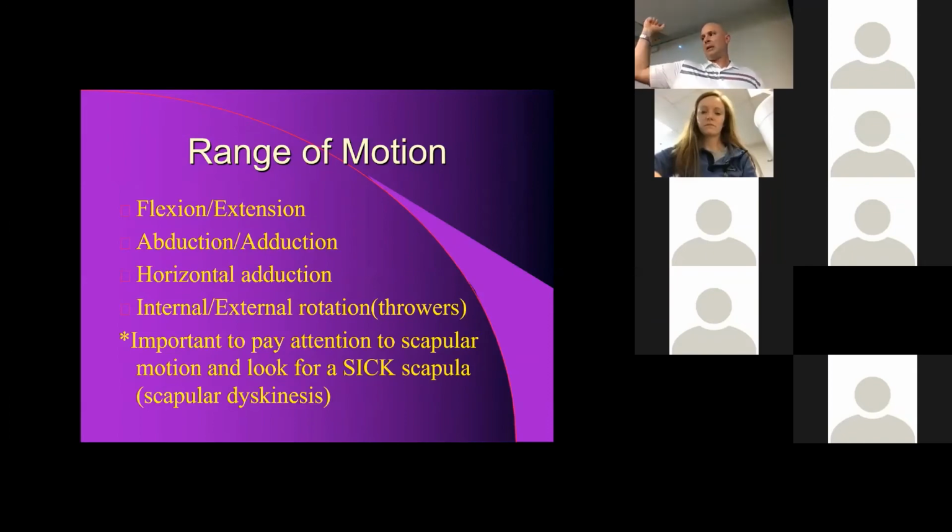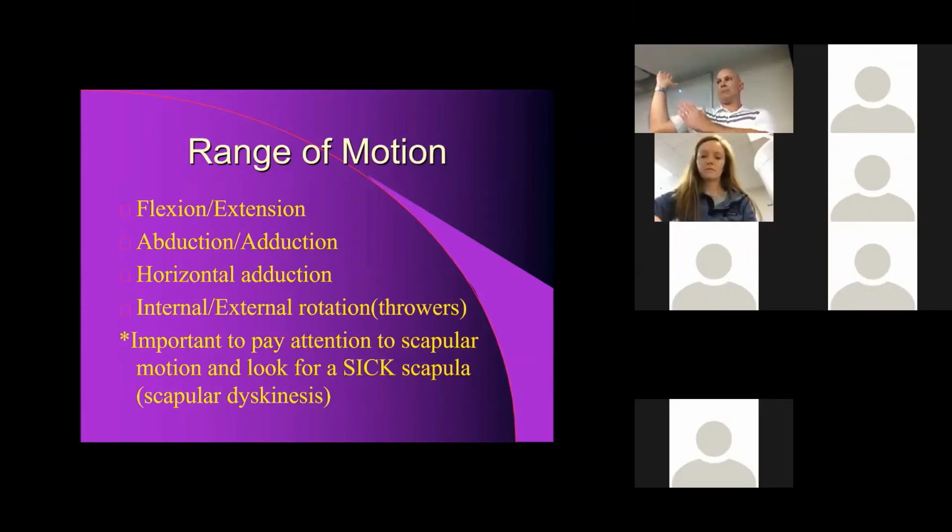So I'm about 180 degrees from here to here. In a throwing shoulder, that might be shifted back a little further, and they might not be able to internally rotate as far, but the total degree amount should be the same. There are people with the throwing shoulder that get a tight posterior capsule, and their internal rotation starts to get limited.